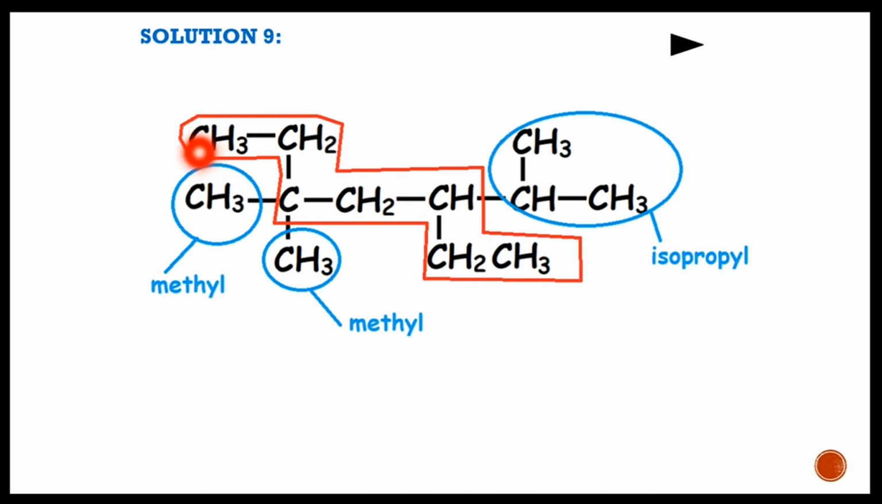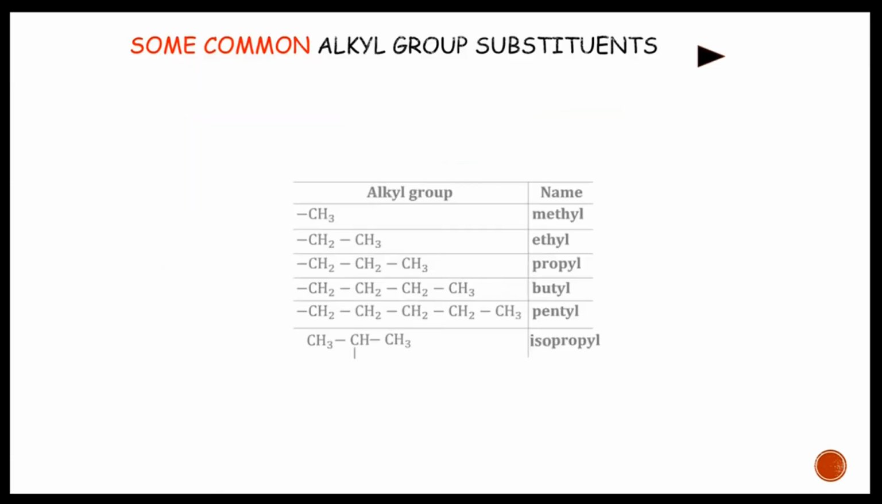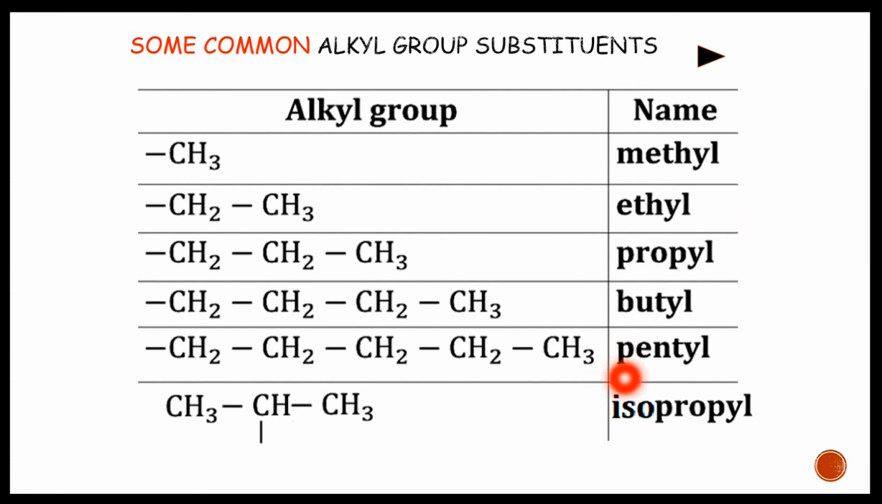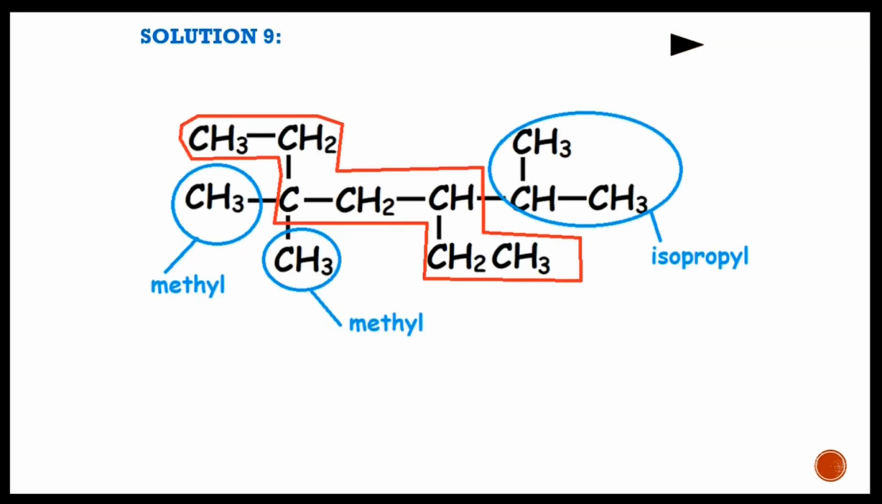So we are choosing 1, 2, 3, 4, 5. Instead of going straight, we go down 6, 7. So when you choose this, how many substituents are we having? We're having 1, 2, and this whole thing is a substituent, CH bonded to CH3 and CH3. That is isopropyl. So from our table, I think we have it here. So isopropyl, that's the substituent.